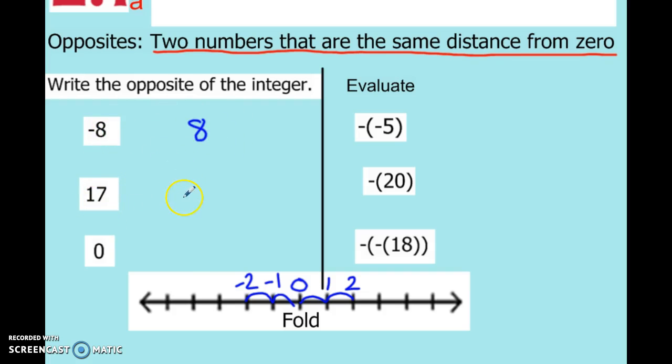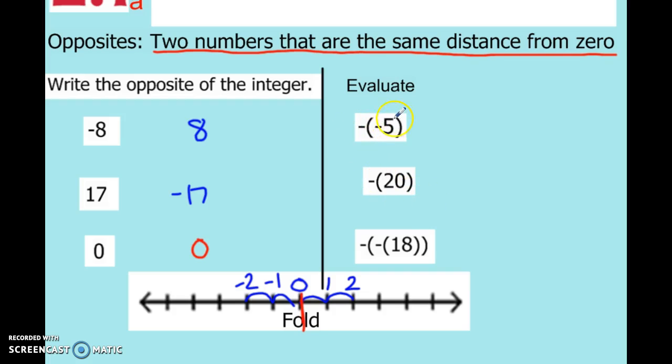The opposite of 17 would be -17. And 0, if we fold this in half, 0 is in the middle. There's no opposite of 0, it's just 0. There is no such thing as a -0. Then on the right side, evaluate.